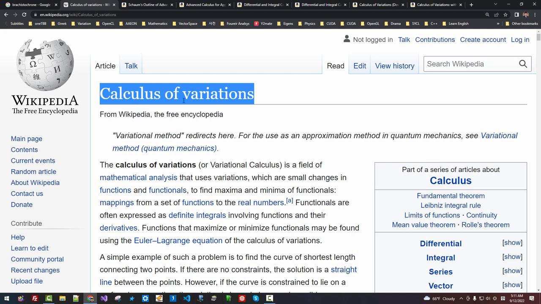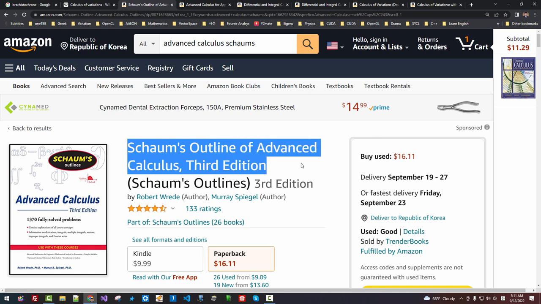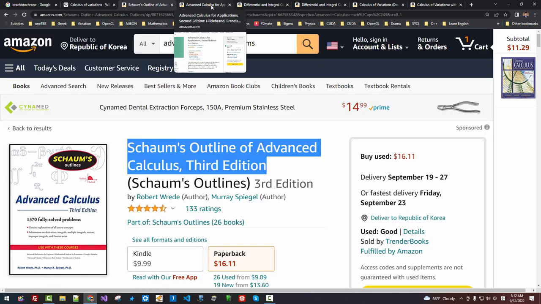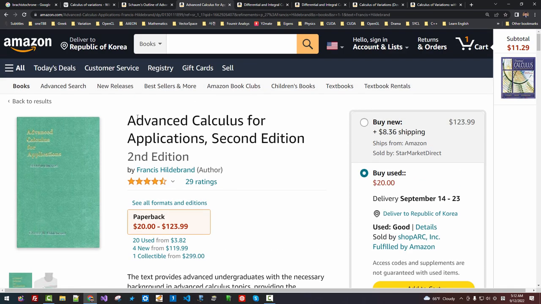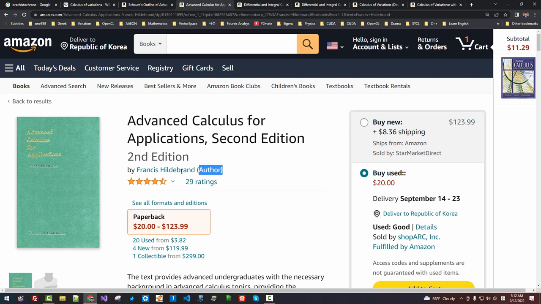To learn calculus of variations, we need some textbooks. From Amazon, I would highly recommend Schaum's Outline of Advanced Calculus, this book. This book is very good because it has rich solved problems. We will also use Advanced Calculus for Applications by Francis Hildebrand. You can purchase a used paperback.